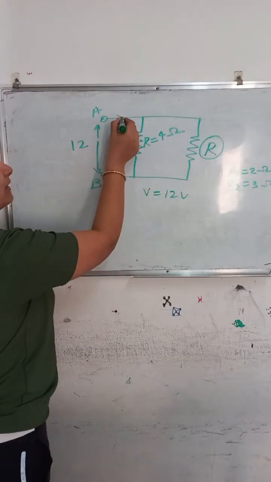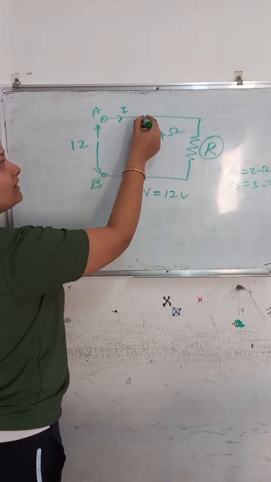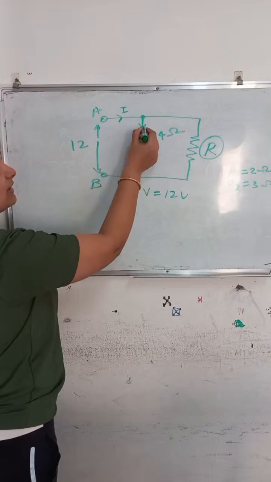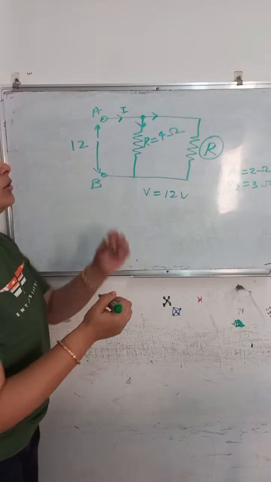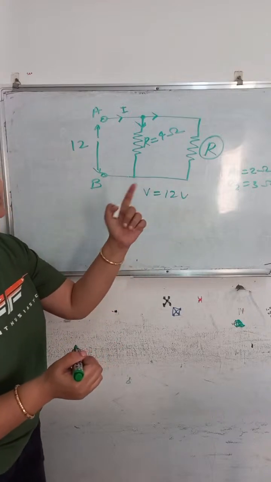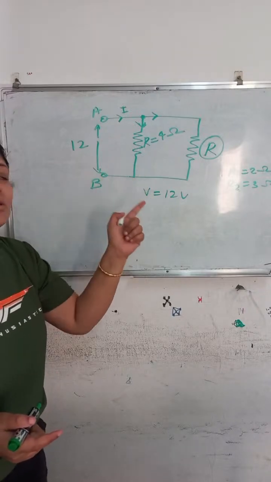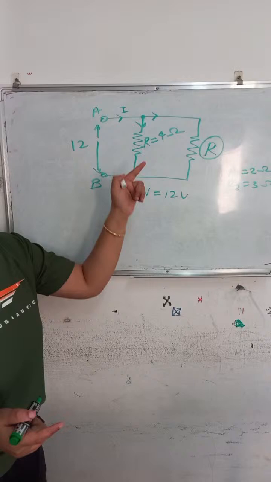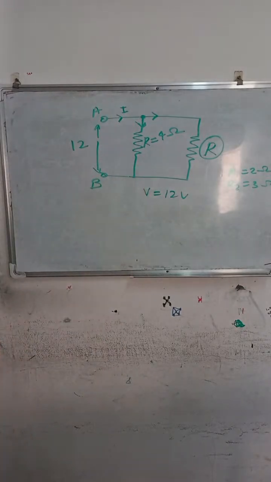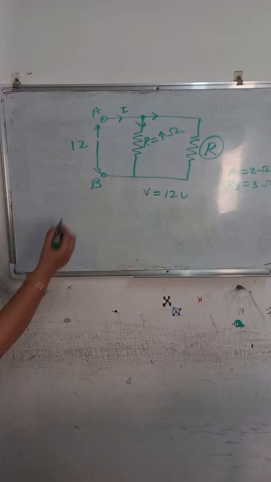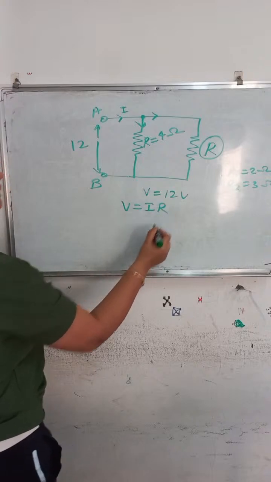Whenever current I is flowing, at this junction the current gets divided, partially into this branch. Current dividing means there is a parallel combination. You should try to find out whether the circuit is parallel or series, then only you can solve properly. And we know Ohm's law. What is Ohm's law? V is nothing but I into R.